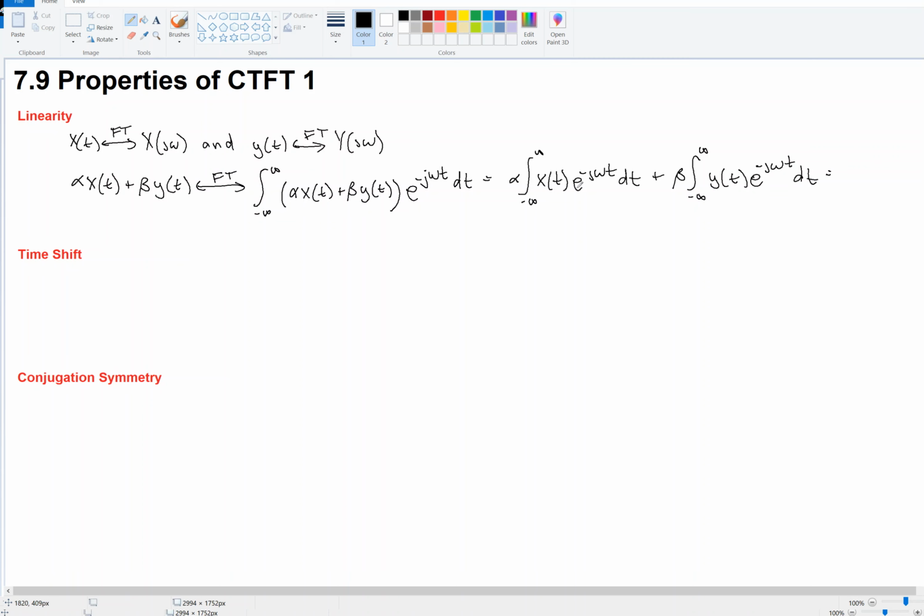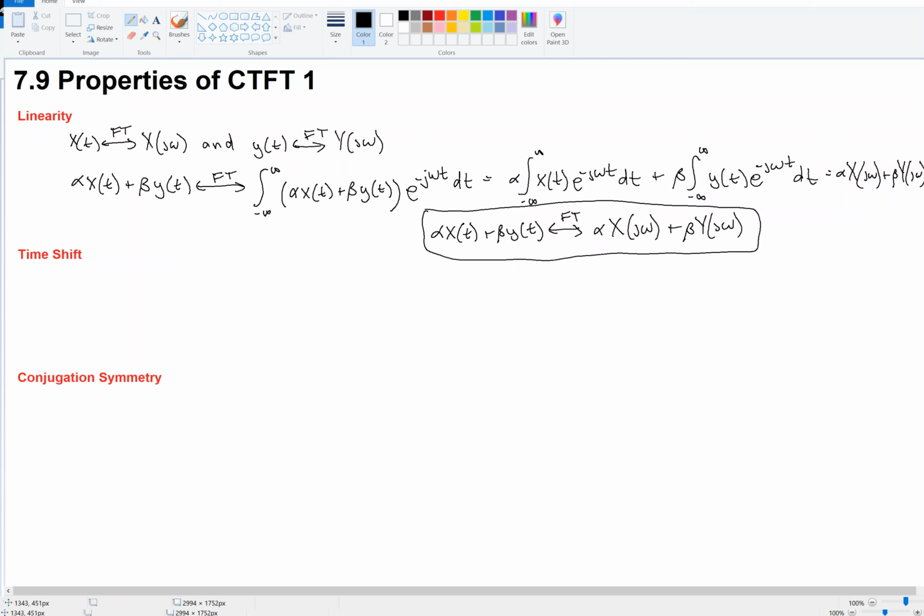Well, what is this thing? This is alpha times, and that's exactly the analysis equation for x of t, so this is alpha times X of j omega, plus, and what is this? This is beta times the analysis equation for y of t, so plus beta times Y of j omega. So we conclude that alpha x plus beta y has the Fourier transform alpha X plus beta Y, almost what you would expect. We get the same linear combination of the frequency components. That's the result.